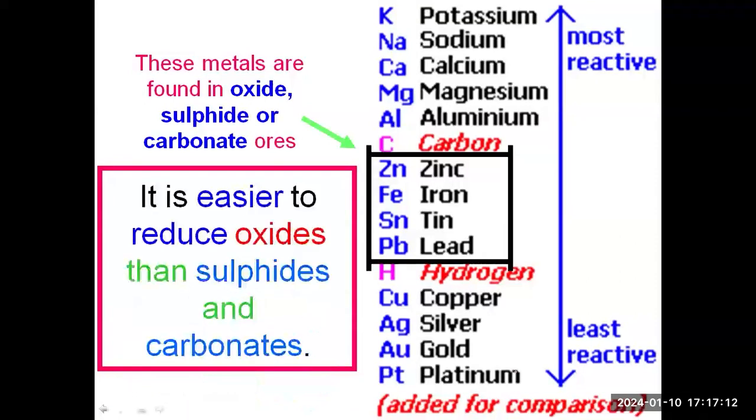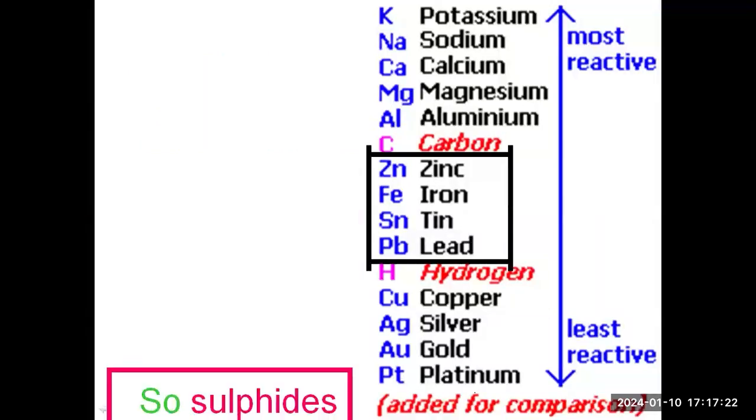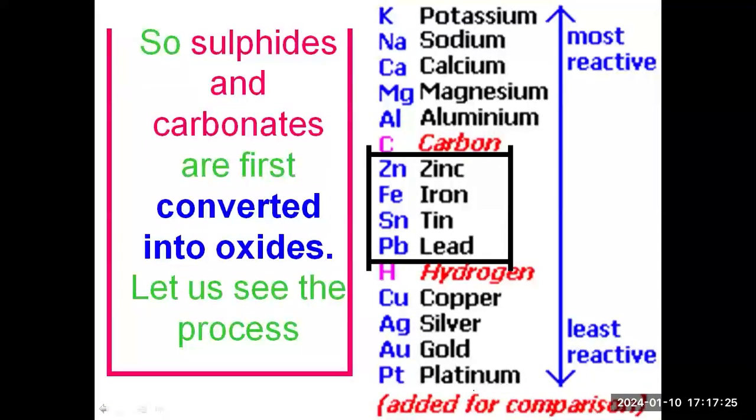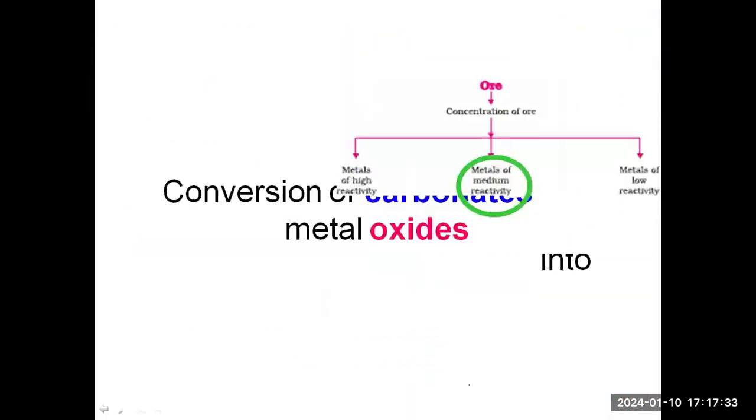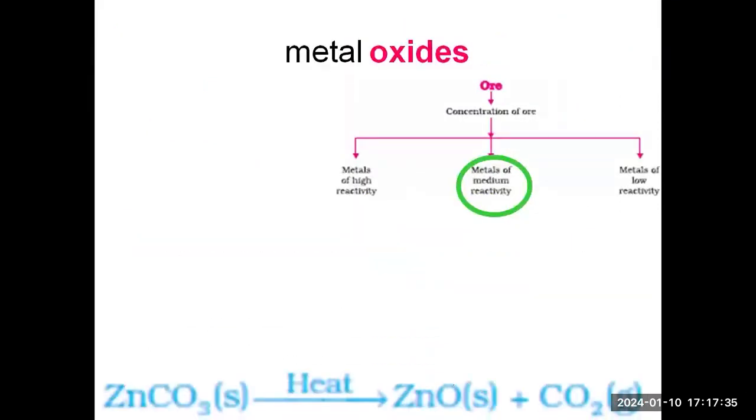Now, it is easy to extract metal from the oxide ore instead of sulfide and carbonate. So what is done here? Carbonates and sulfides are first converted into oxides. So we'll understand this with the help of the example of zinc. You can see here the equation is showing zinc carbonate. Zinc carbonate is being heated and you get zinc oxide and carbon dioxide.